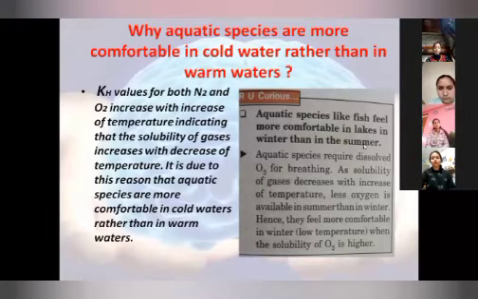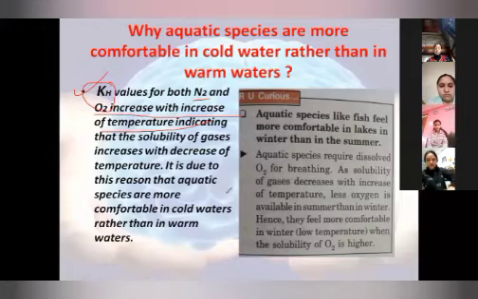Some of the students are using the chat box to give answers. That is also good. I prefer that students interact with me through chat box or verbally. So the KH value of both nitrogen and oxygen increases with the increase in temperature. Beta, the KH value, that is Henry's value, relates the partial pressure to the mole fraction.